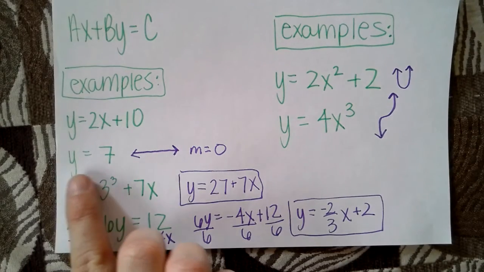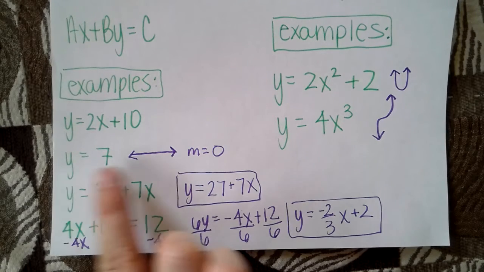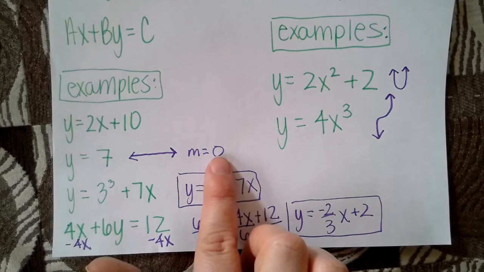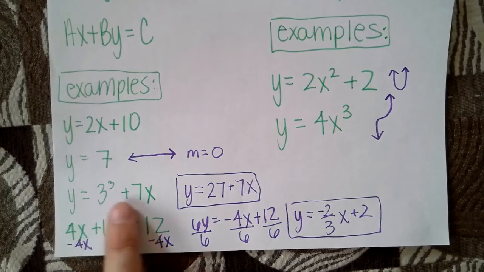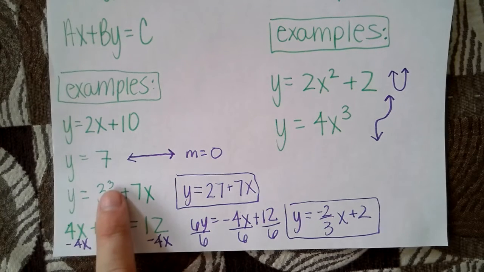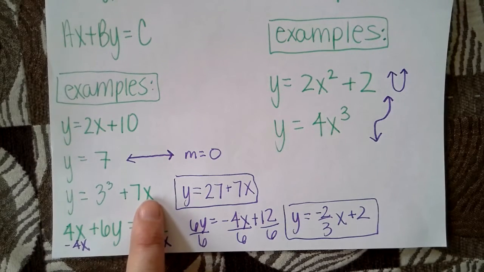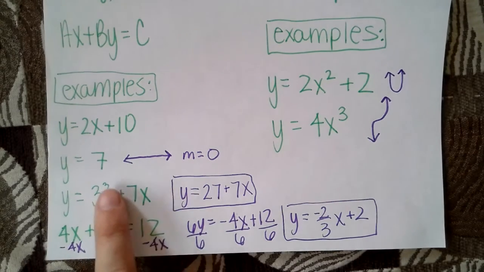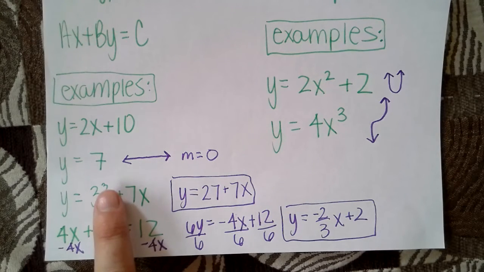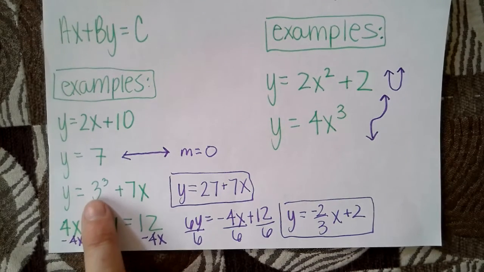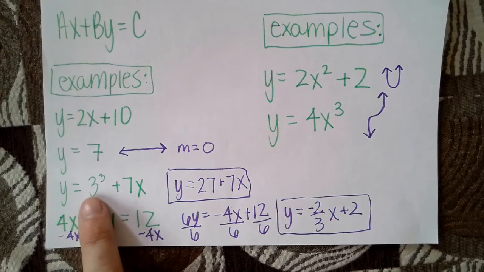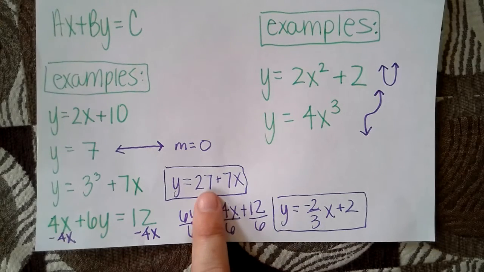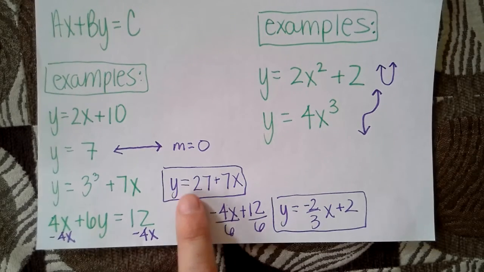This is another example of a linear function because this would make a horizontal line and it would have a slope of 0. This would also be a linear function because even though it does have an exponent, it's not attached to the variable, it's attached to the y-intercept or that constant. So if I were to simplify this, this would be 3 to the third power, which means 3 times 3 times 3. So 3 times 3 is 9. 9 times 3 is 27. So if I simplified it and put it into slope-intercept form, I would get y equals 27 plus 7x, which is a linear function.